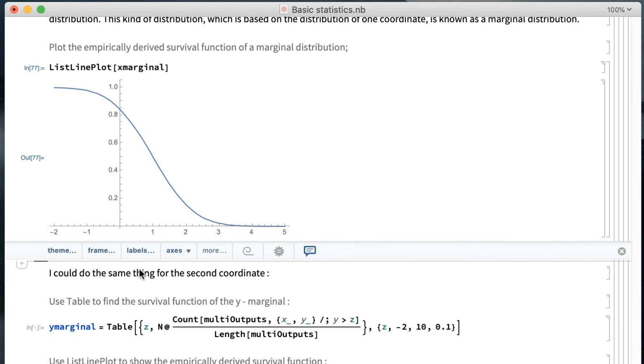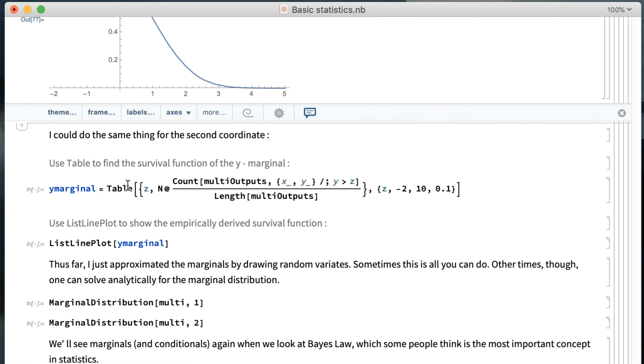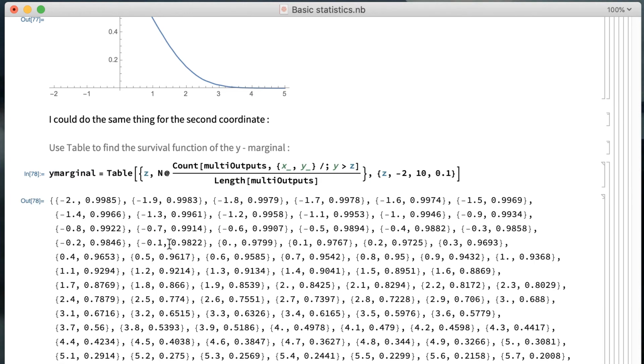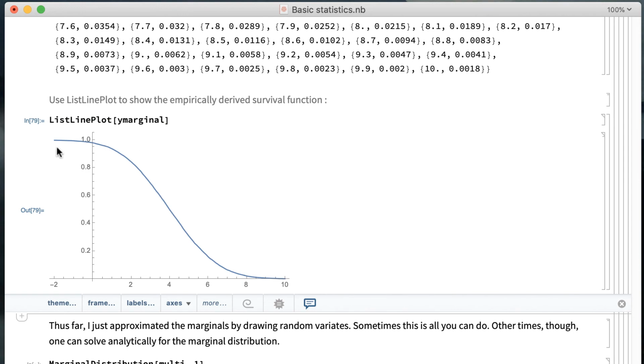And what does this look like? Well, it looks like a survival function. It's going down, starts at 1, ends at 0, and indeed that's what it is. It is the survival function of the first marginal distribution of our joint distribution. First, because we're looking at the x value, which is first in our coordinate list. We could also do the same thing, find out when the y value is greater than some value z. We'll make a table. Done. And now we will ListLinePlot that table, and we have our y marginal.